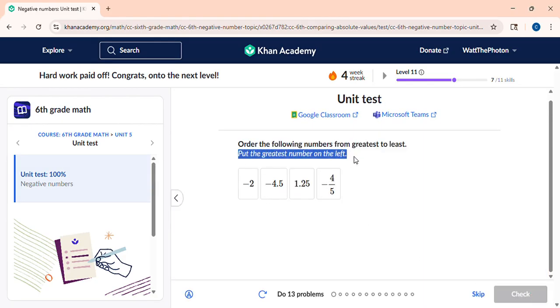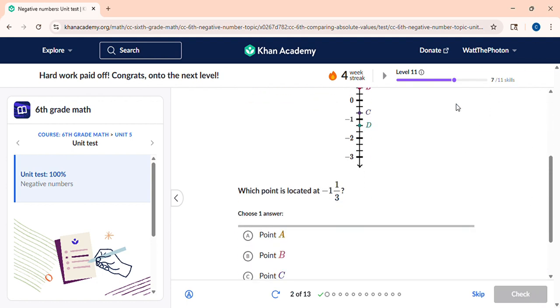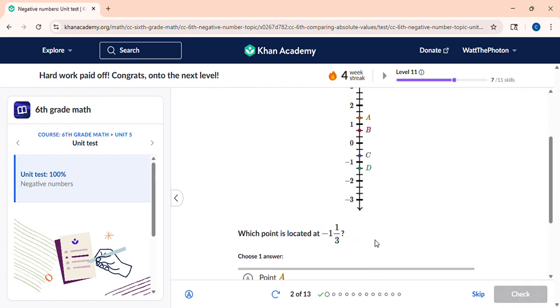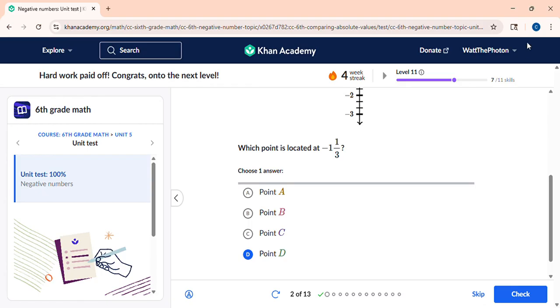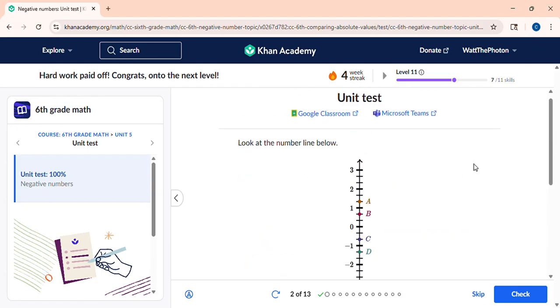Put the greatest number on the left. There we go. There we go. Oh, greatest number. Oh, so it's reversed. There we go. Look at the number line below. Negative 1.82 seems to be between negative 1 and negative 2.